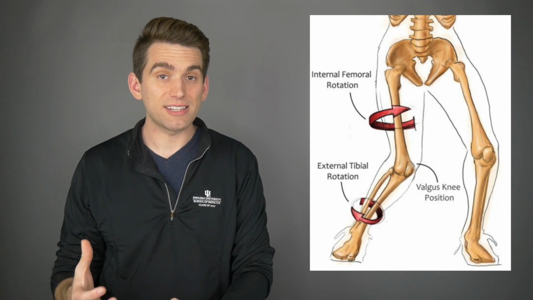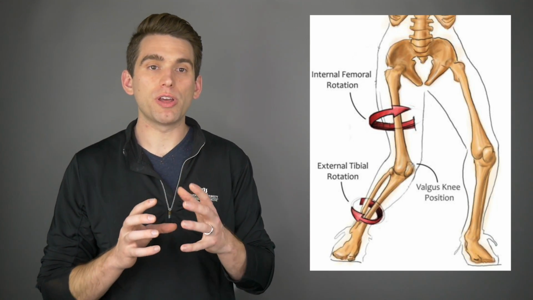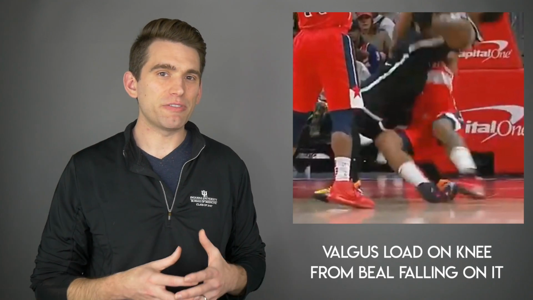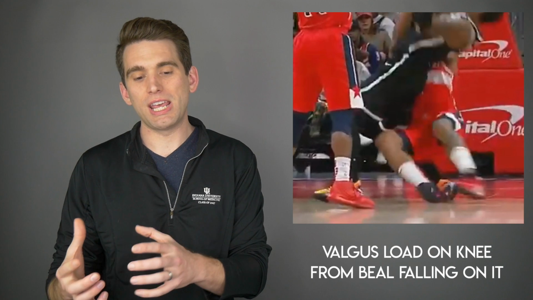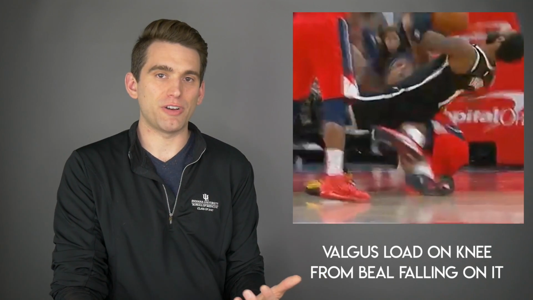Remember again that our classic ACL mechanism is whenever we have that knee collapsing inward with some rotation between the femur and the tibia. But again, oftentimes the ACL is torn when the knee is closer to an extended position, and Irving's knee is pretty flexed here as it falls underneath of him.